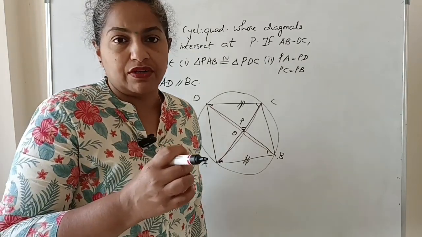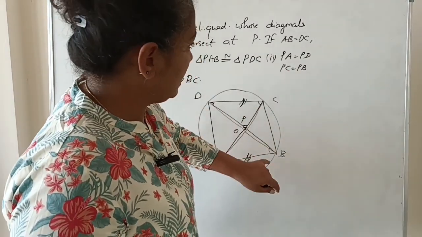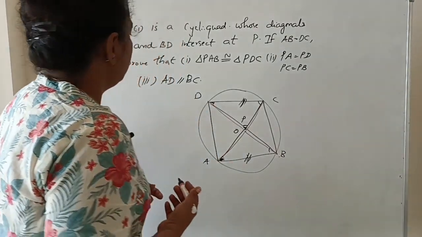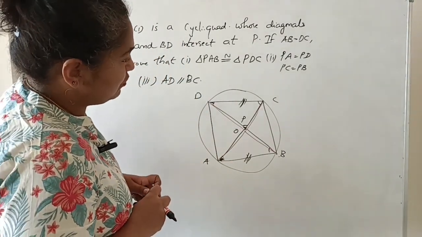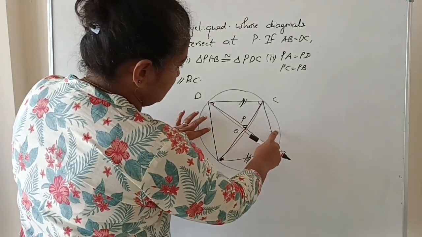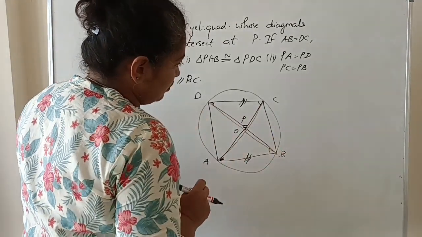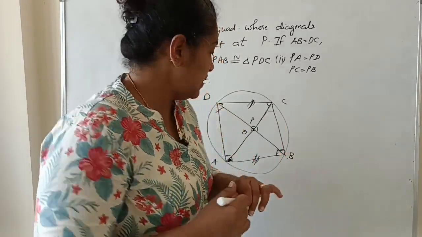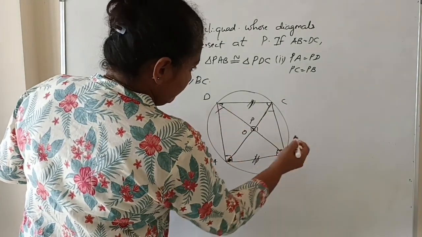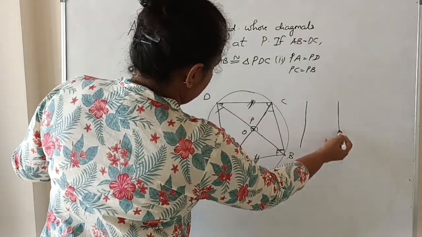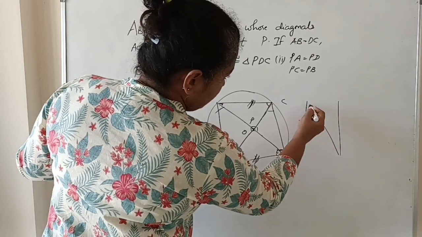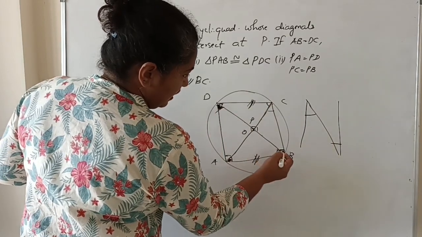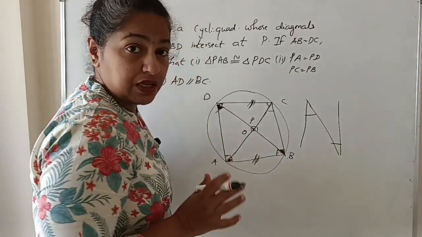Okay. Now the second part. PA is equal to PD and PC is equal to PB. I can say it's obvious because they are corresponding parts of congruent triangles. Now I need to show that AD is parallel to BC. This is AD and this is BC. In order to show they are parallel, here you can see if AD and BC are parallel, this and this form alternate interior angles, correct? Which means this angle and this angle. We have to prove they are equal.